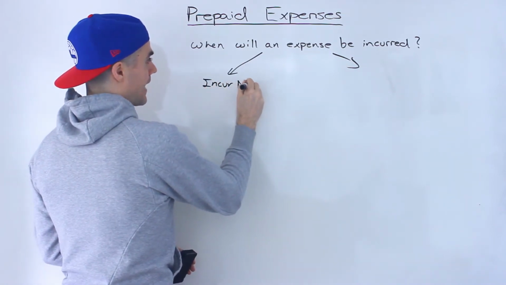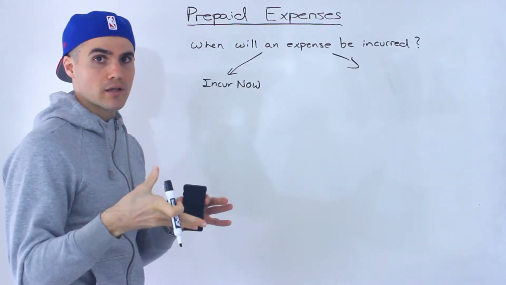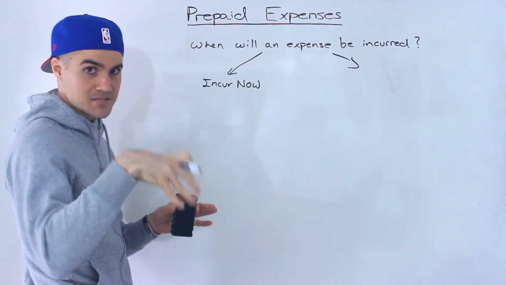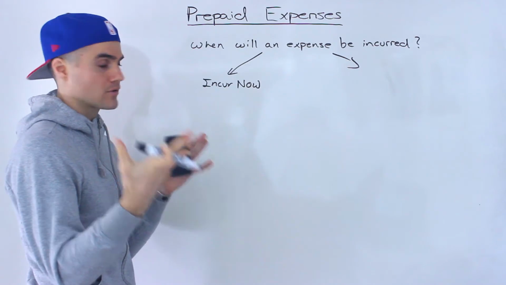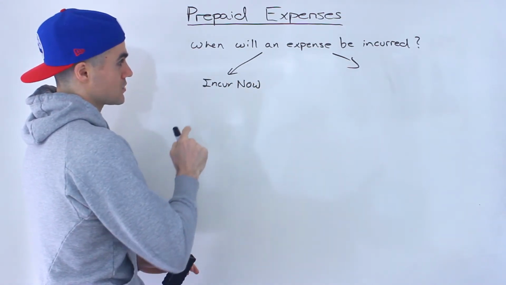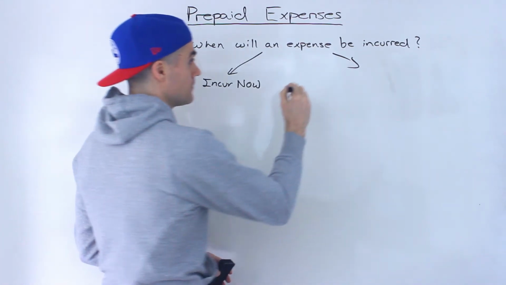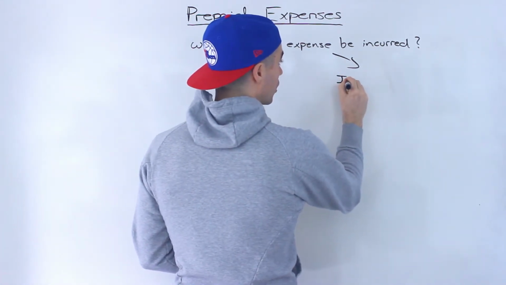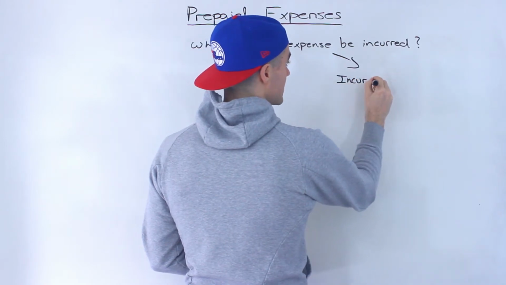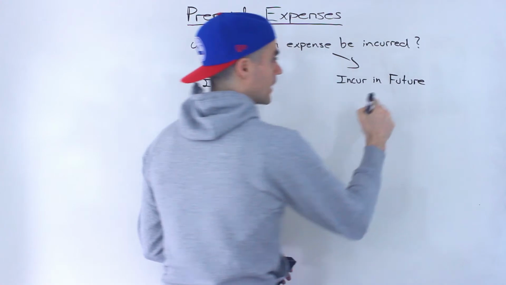and when I say now, as I mentioned in previous videos, what I mean is whatever period that you are looking at, this period. So whether that's a month or a year, now means whatever period you're looking at. So either you're going to incur the expense now in this period, or you're going to incur the expense in the future, in a future period.